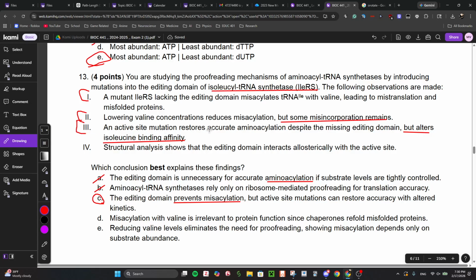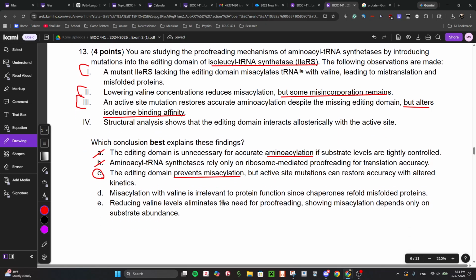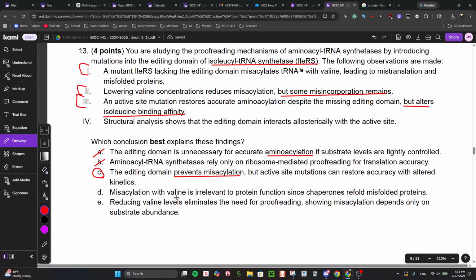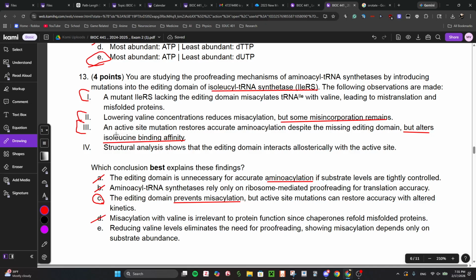That's kind of literally what the third point is saying. It literally says that it restores accurate aminoacylation, but alters the binding affinity. So the third point lines up pretty well with this. It also lines up pretty well with what we talked about in one and two, right? How it prevents misacylation, because when you break it, it starts misacylating. So hopefully that makes sense. And then misacylation with valine is irrelevant to protein function. That's not true. It is relevant. It also doesn't help explain the findings. These findings are more talking about the editing site.